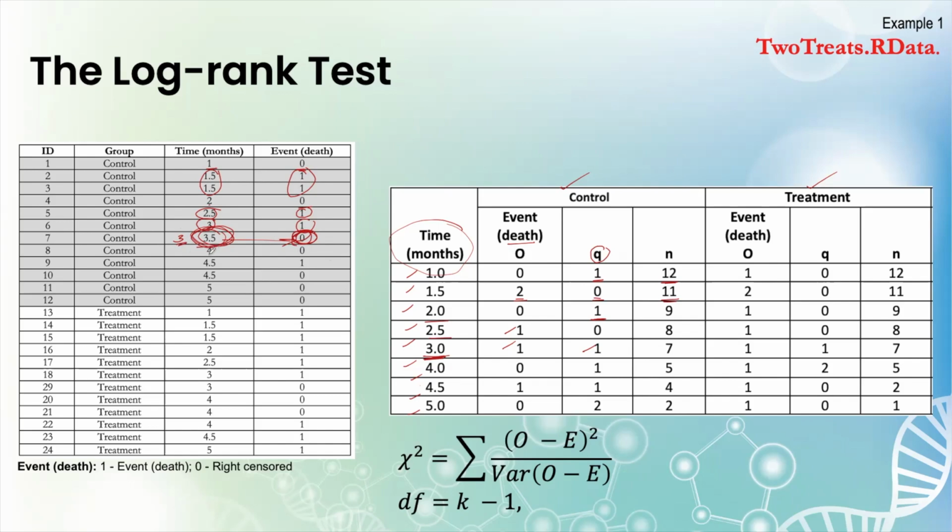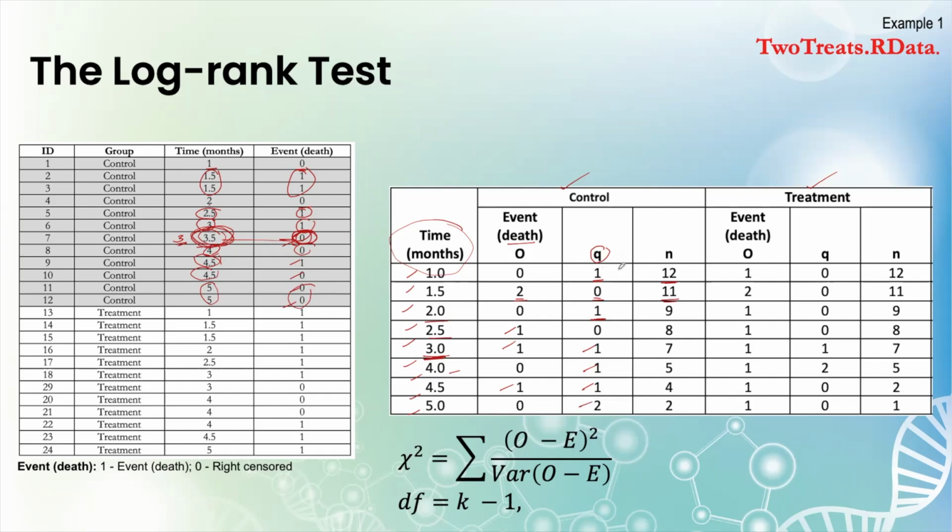Next is after 4 months, no patient died. So after 4 months, the patient did not die. At 4.5, there's one who died and one did not. So that's why 4.5 here is 1 and 1. And after 5 months, no patient died. So this is 2 under the Q column.